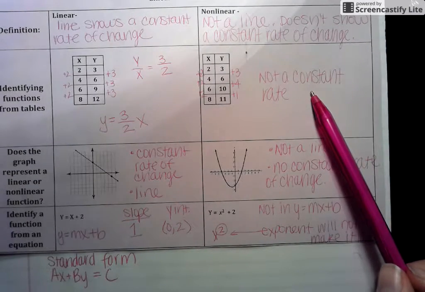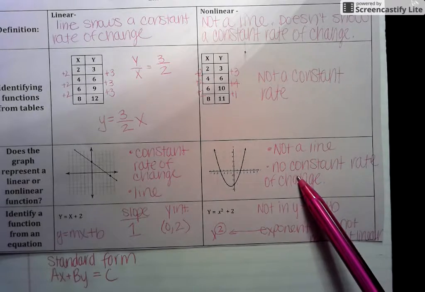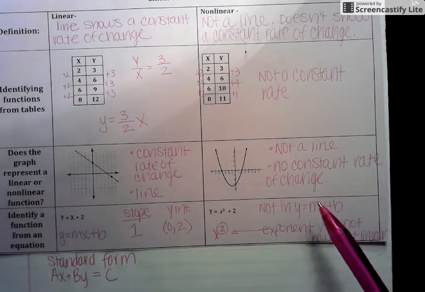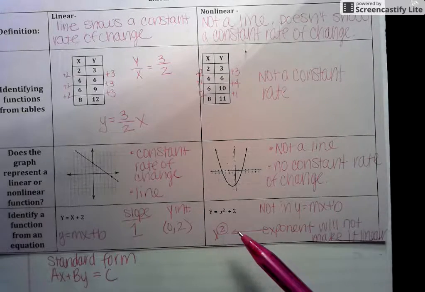If it doesn't have a constant rate of change, then it is nonlinear. If it is not a line or does not have a constant rate of change, it is nonlinear. And if it's not in y equals mx plus b, so if it has exponents or anything like that, it's going to be nonlinear.